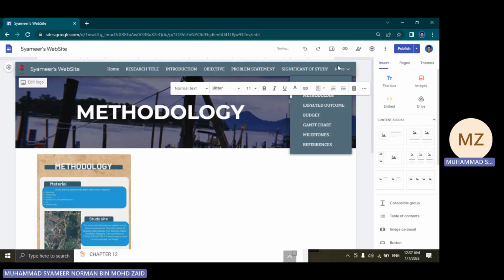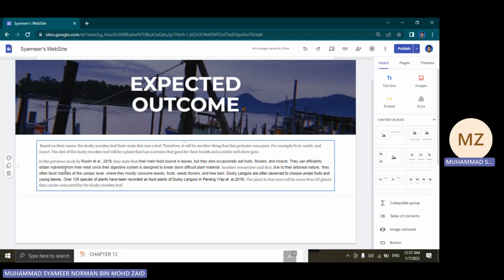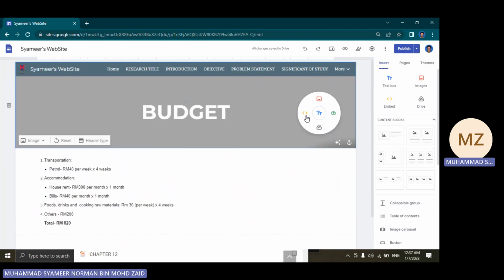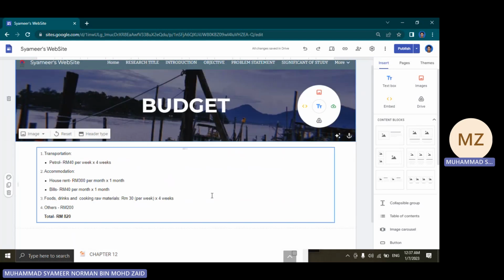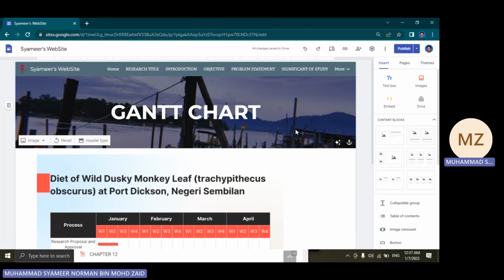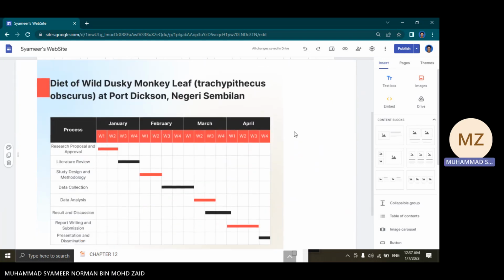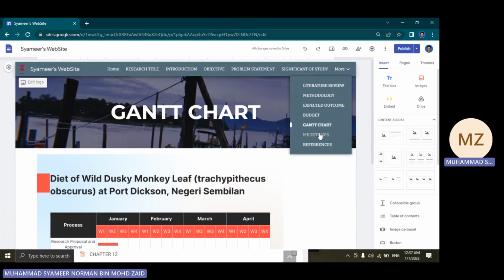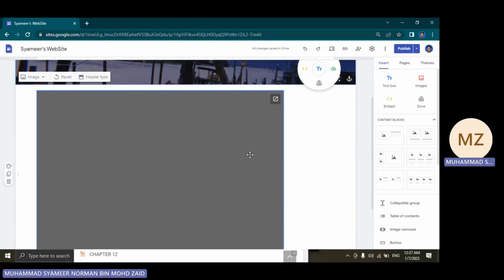Then this is the expected outcome of the research. I expect that there will be more than 30 plants that can be consumed by the dusky leaf monkey at the study area. Then this is my budget for this research. This is my Gantt chart. I took 4 months to complete this research. Then this is my milestone.